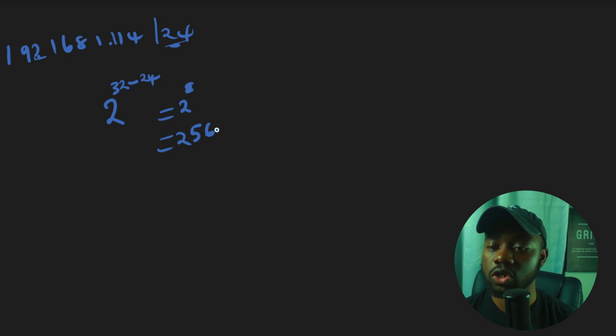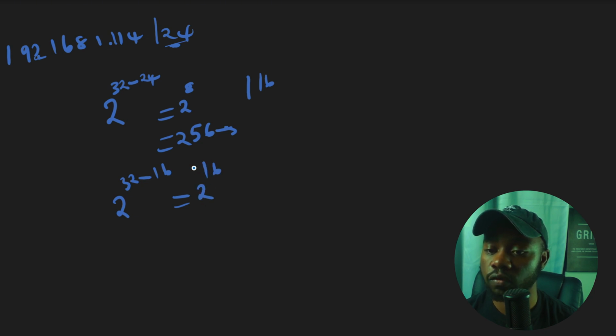So 2 to the power of 8 gives us 256. So 256 is the number of IP addresses, or the IP address range, that we have for this particular IP address with a /24. So suppose we have a /8, or a /16. How do you think we're supposed to do that? It's the same thing. It's 2 to the power of 32 minus 16, and this will give us 2 to the power of 32 minus 16.